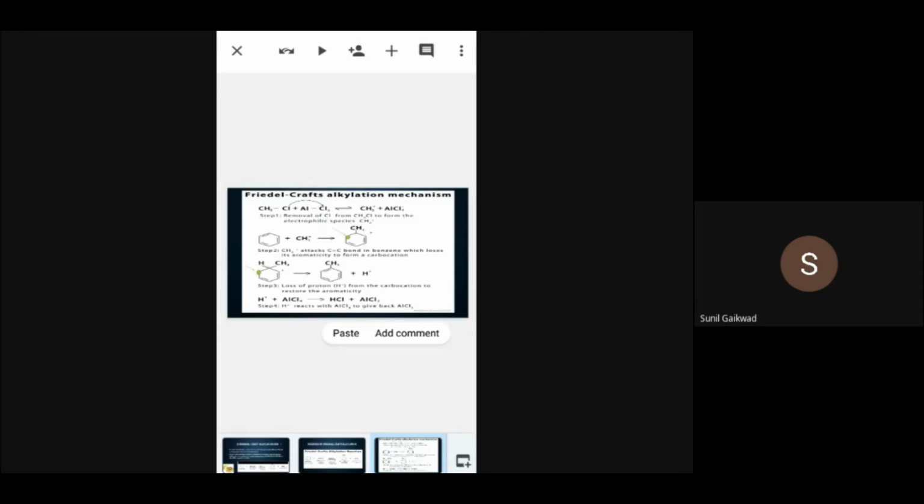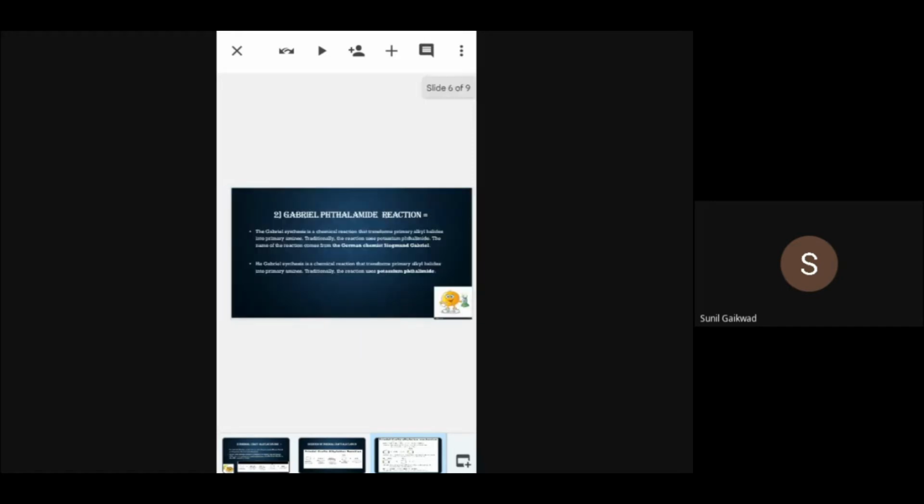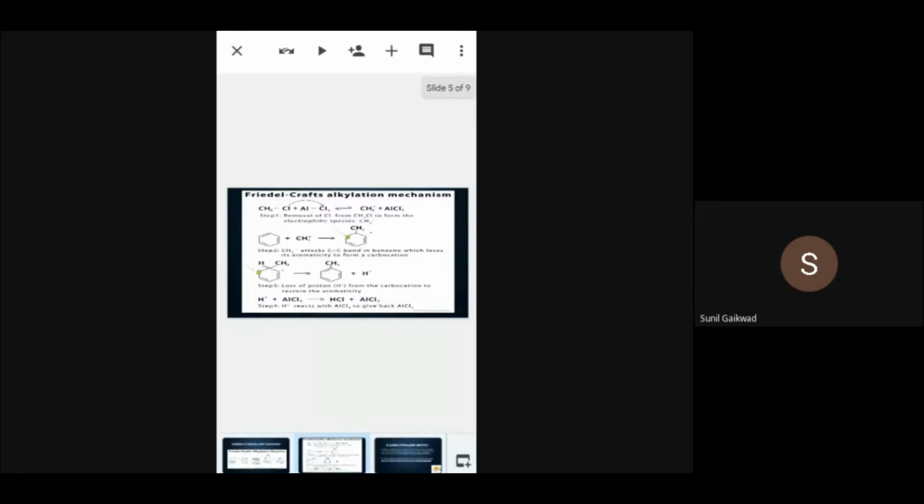And the final H+, which is removed, will go to AlCl4-, and they will react to form HCl and AlCl3. Therefore, step 4 says that H+ reacts with AlCl4- to give back AlCl3. Now here I finished the reaction, which is the Friedel-Crafts alkylation mechanism.